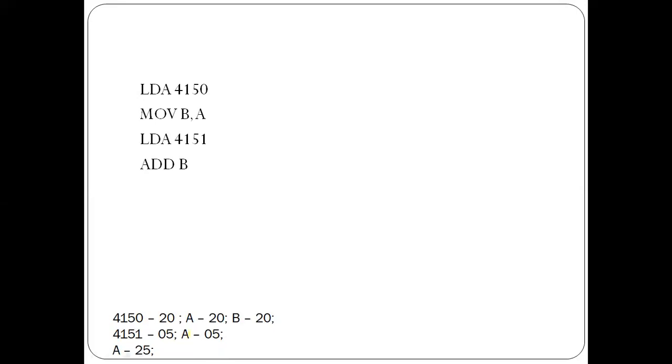In our case, the value in the accumulator was 05 and the value in the B register was 20. Now these two values will be added, and again, the result will be stored back in the accumulator. Now the new value in the accumulator is 25. That is the added value.